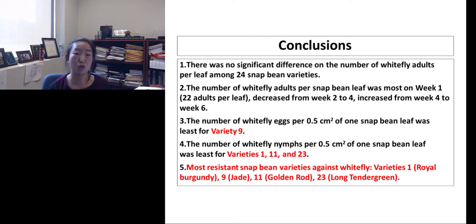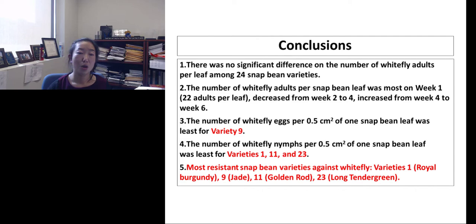And third, the number of whitefly eggs per 0.5 square centimeter of one snap bean leaf was least for variety 9, and the number of whitefly nymphs per 0.5 square centimeter of one snap bean leaf was least for varieties 1, 11, and 23. So the conclusion is that we found the most resistant snap bean varieties against the whitefly were variety 1, Royal Burgundy, variety 9, Jade, variety 11, Goldenrod, and variety 23, Long Tender Green.